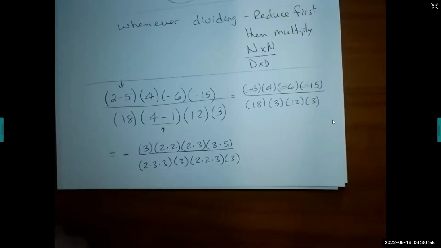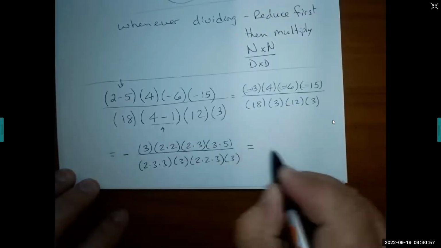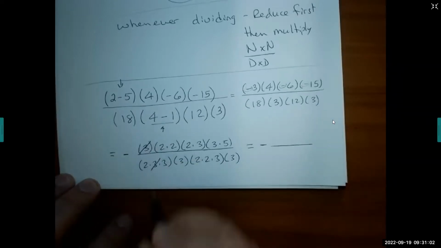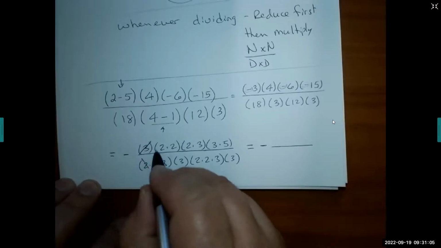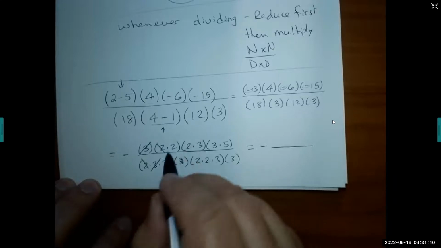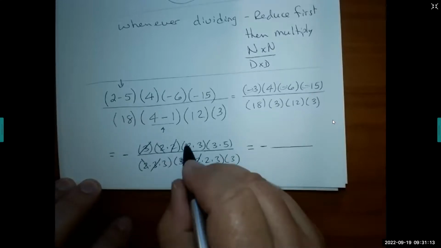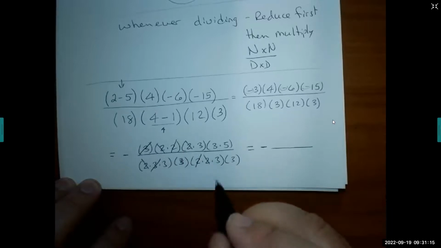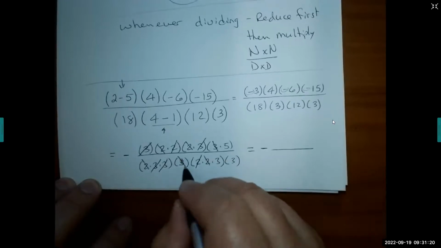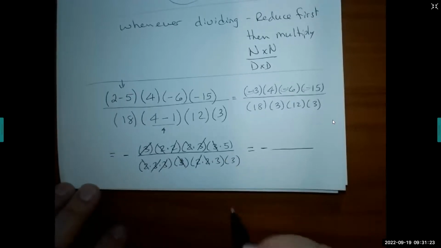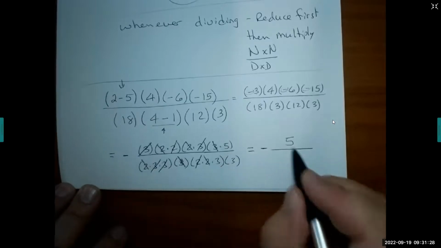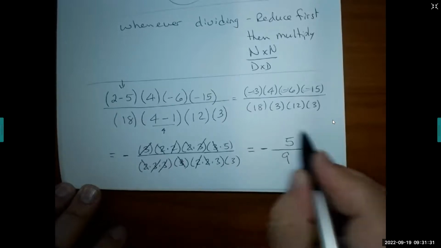So the hard part's done. We know the answer is negative. This 3 cancels with that 3. This 2 cancels with that 2. This 2 cancels with that 2. That 2 with that 2. This 3 with this 3. This 3 with this 3. Nothing else. So we simply have 5 on top. 3 times 3 is 9 on the bottom. And there's our answer.